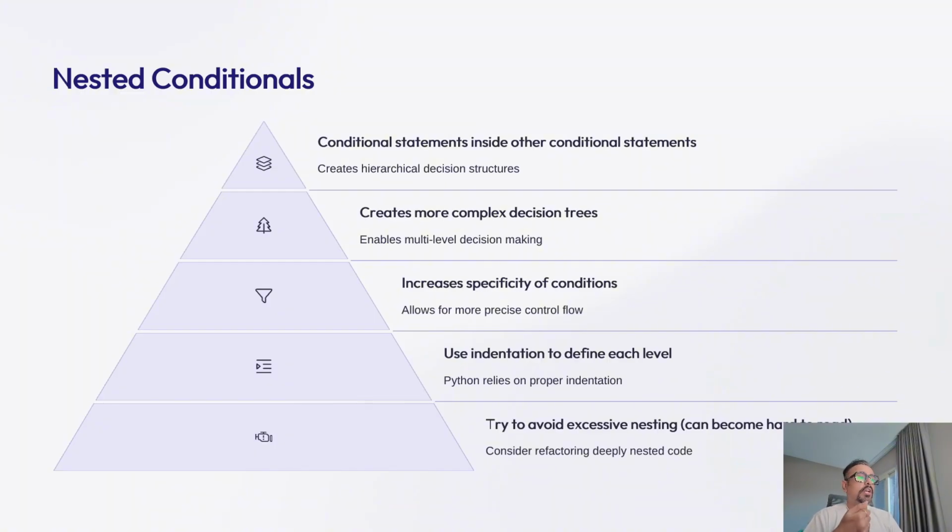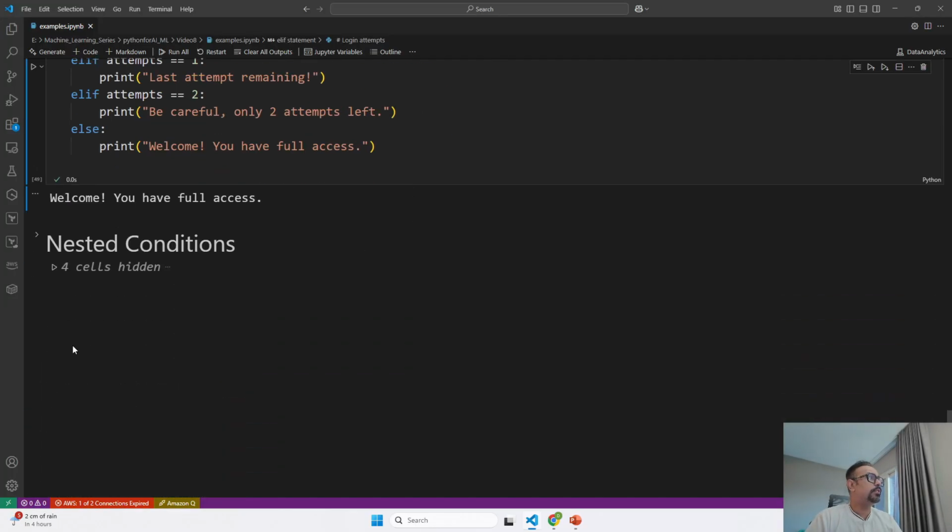However, we have to be cautious with deep nesting, as it can make your code hard to read and maintain, commonly known as the pyramid of doom. That's why I have made the pyramid. The more nested conditions you use, the more it becomes a pyramid of doom. That's why we have to aim for clarity even in complex logic. Let's understand nested conditions based on examples.